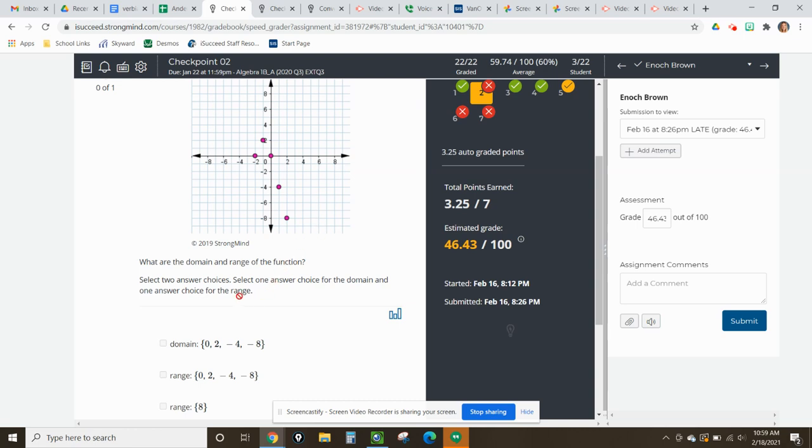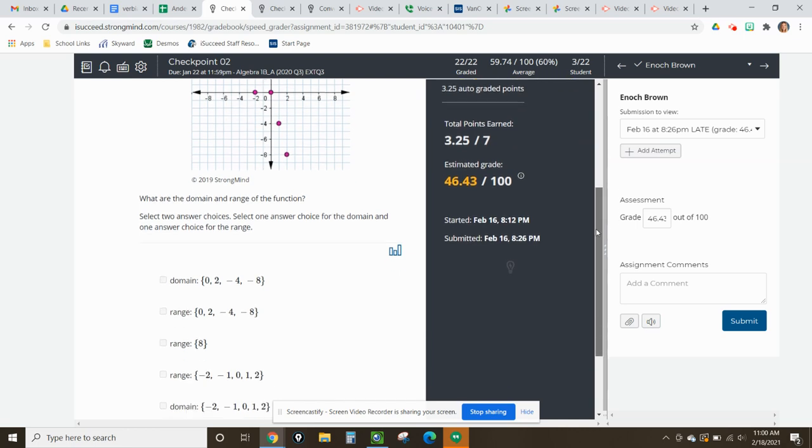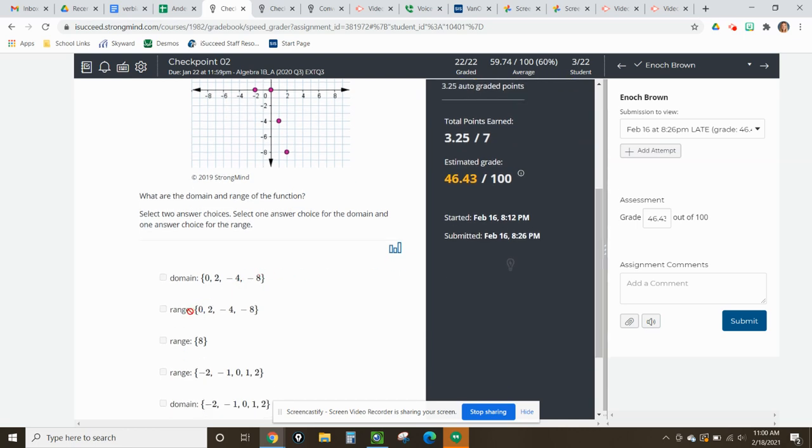So the range is the y values. So now looking at the y-axis, where do I have points here? So I have a point at 2, a y value of 2. I have some y values of 0 and -4 and -8 for my y values. So 2, 0, -4, and -8. So I'm looking for 2, 0, -4, -8. So that's for range. So right here, 2, 0, -4, -8.